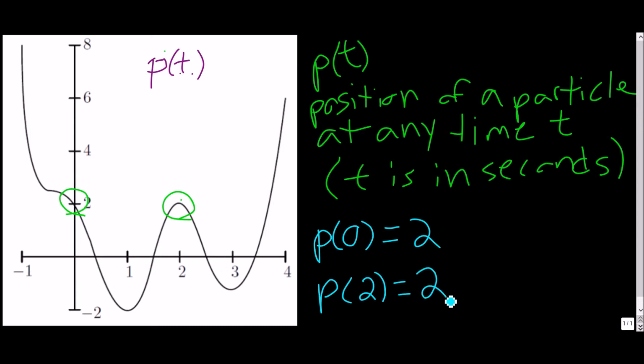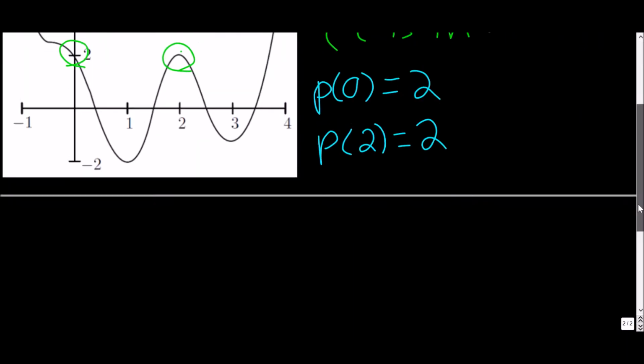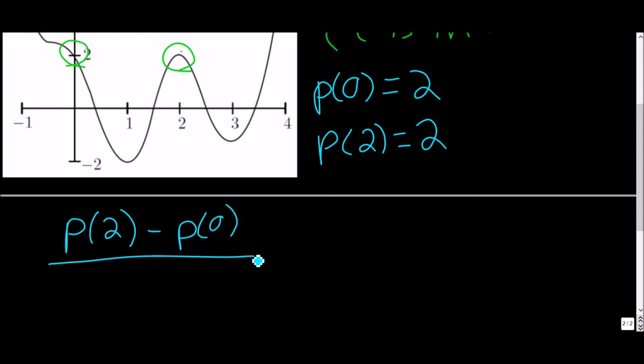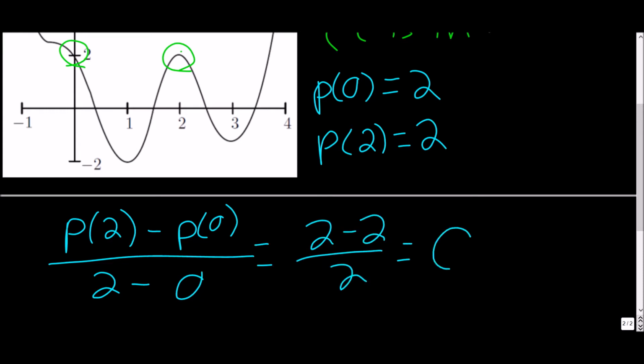When we look at an average rate of change, it always looks in the following way. We take the difference in our y values, which is nothing here, so we get P of 2 minus P of 0. We divide that by 2 minus 0, which is 2 minus 2 over 2, which is just 0. Well, this 0 means something very specific.